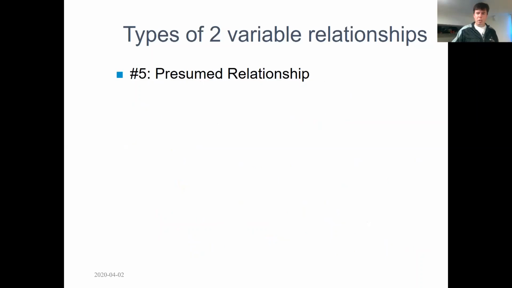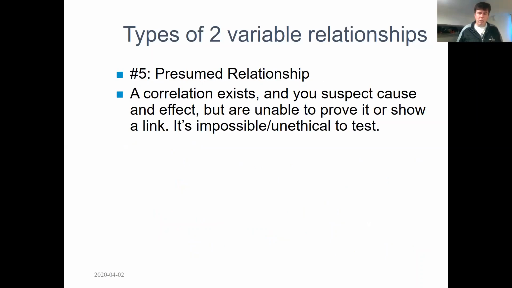The fifth one is a strange one, and I have to put it in here, but it is kind of the more frustrating one to deal with. So I'm going to give a couple of keywords here. With presumed relationship, you assume that there's cause and effect. So this one is most similar to cause and effect, where you say, yeah, X variable is going to impact the Y variable. But the key word here is that you're unable to prove it.